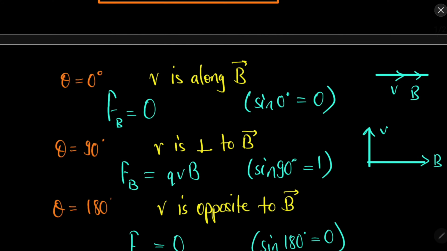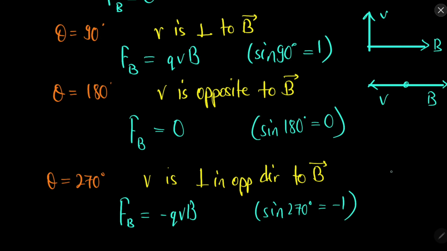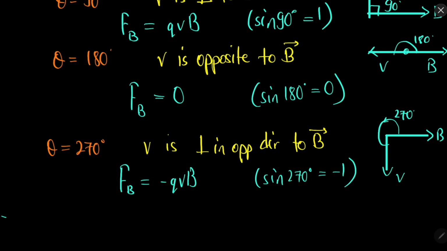So the situations can be shown like this, V and B. This is V, this is B. V and B opposite. This is B and this is V. 270 degree, 180 degree, 90 degree and 0 degree. So this is the situation.